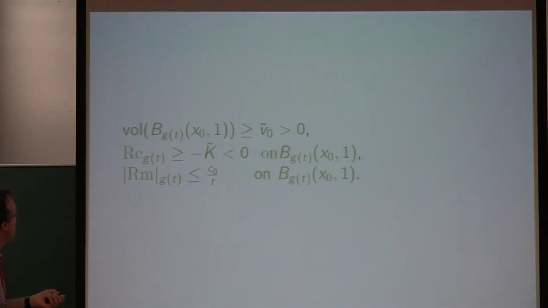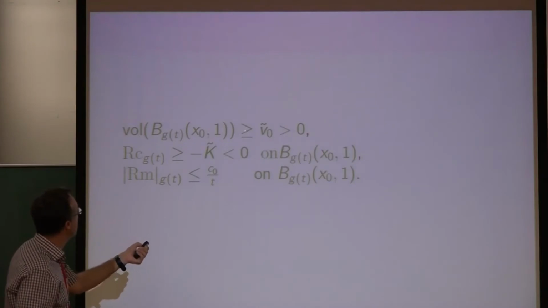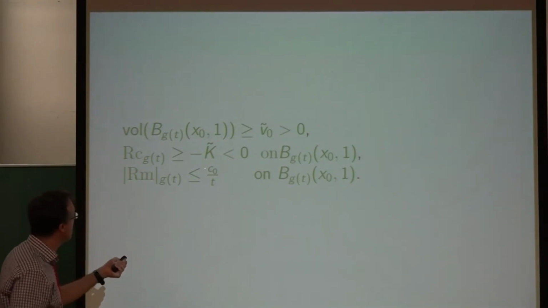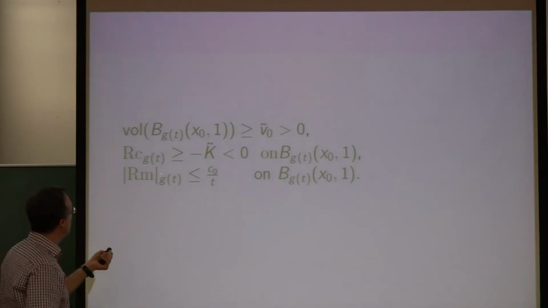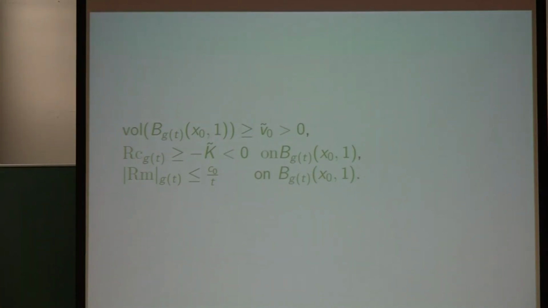Then you're getting this information here. Volume bigger than or equal to V0 bigger than 0. Ricci bigger than or equal to minus K tilde for some K tilde depending on the solution, and Riem less than or equal to C0 on T. So let me just try and give a brief idea about how you're going to get this. Because we've got all these local lemmas, but how do we put them all together?